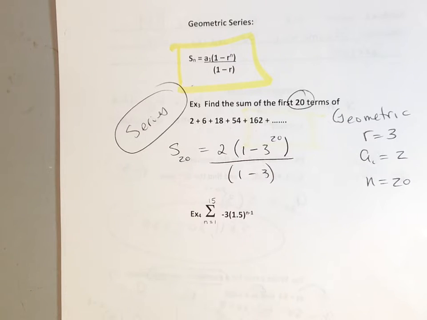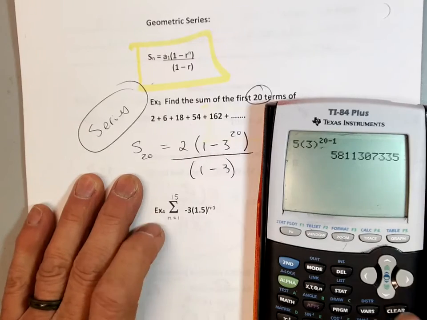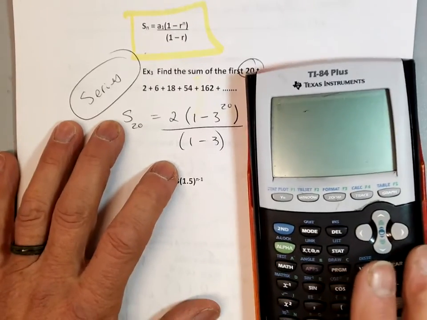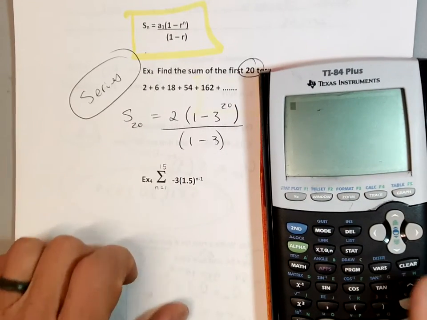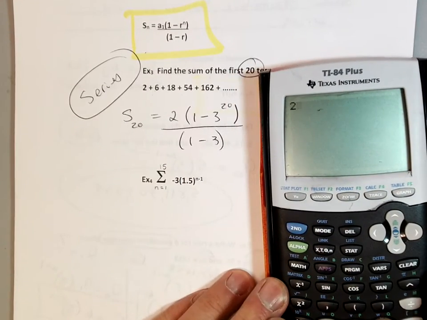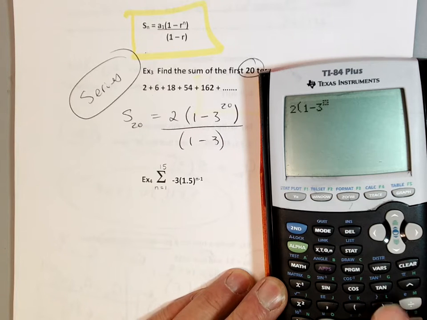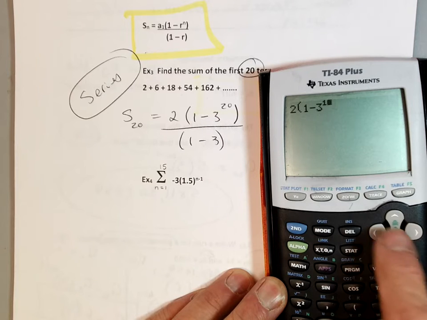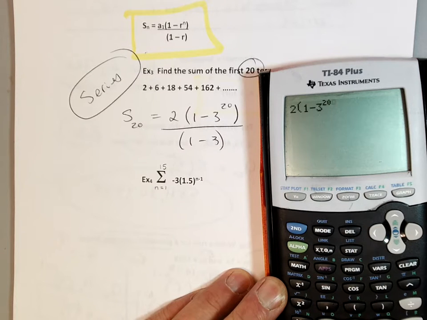Okay, so then I'm just going to use my calculator. I'm going to make sure I put the parentheses exactly where they belong, right? 2, parentheses, 1, subtract 3 to the 10th power, right? 20th. 20. Nope, sorry, my bad. Thank you. 20th power. Thank you, Lily.